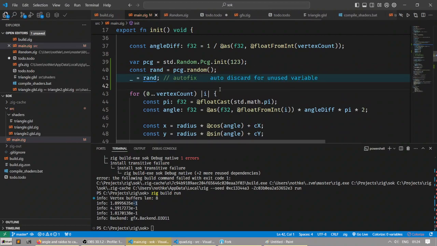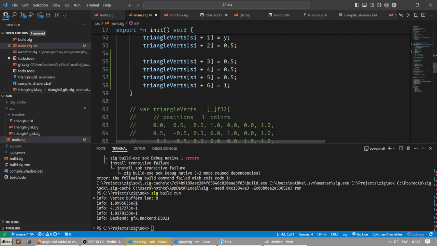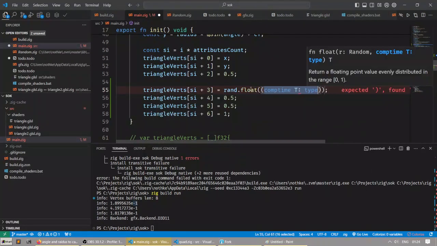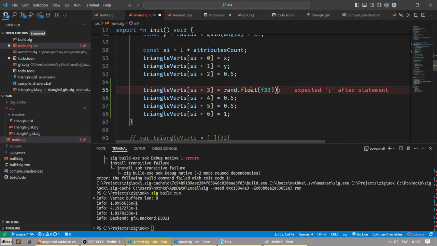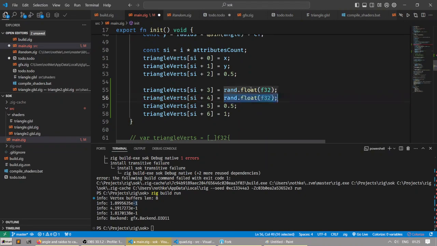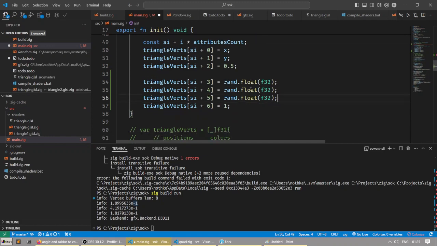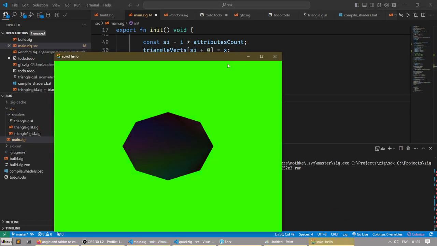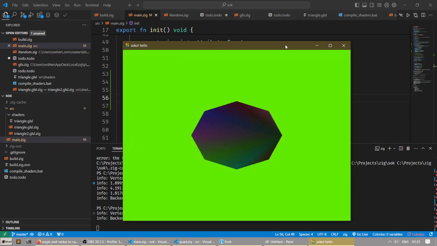Let me remove that. And instead of using the colors, I'm just going to do a rand float of f32s for R, G, and B. And alpha is always going to be correct. So we should have a little bit of a funkier circle. There it is. Nice. Very, very nice.